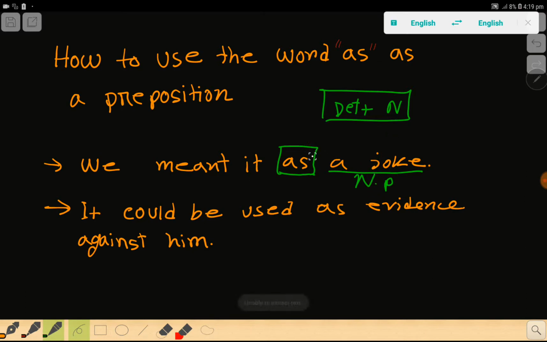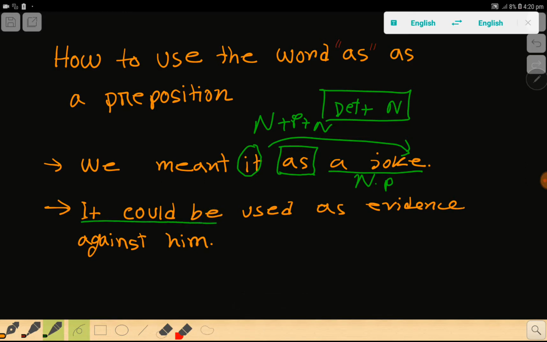So every preposition must have an object after it. So "a joke" is the object of "as". So that is why we can easily say that this "as" is a preposition. As a preposition, it is interlinking the noun "it" and "joke". Noun, preposition, noun, right? Okay, let us take another example so that you can have clear knowledge.